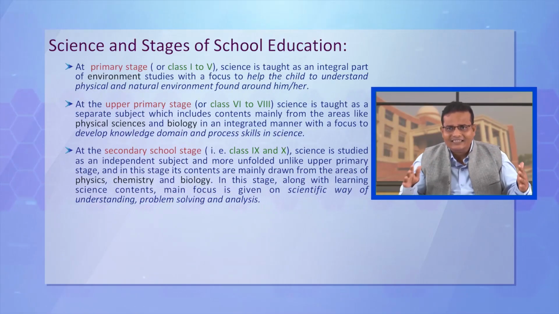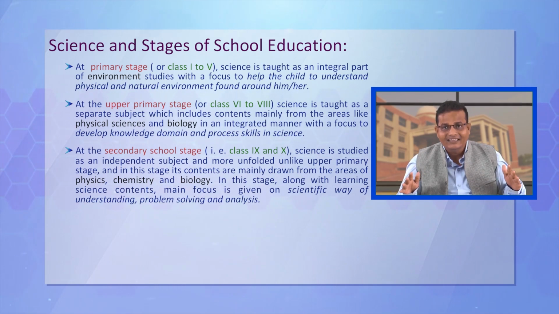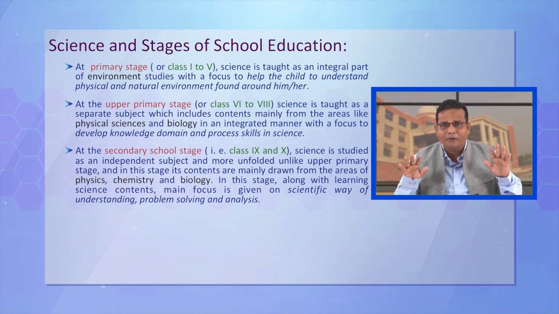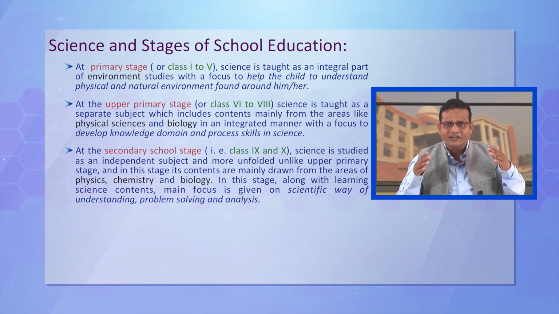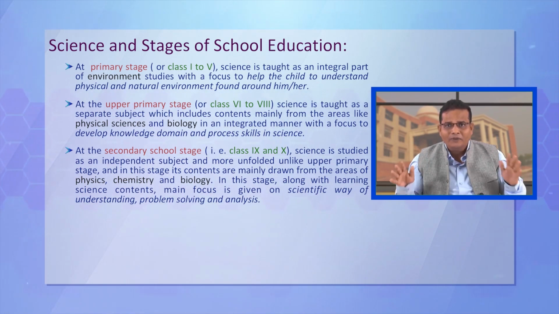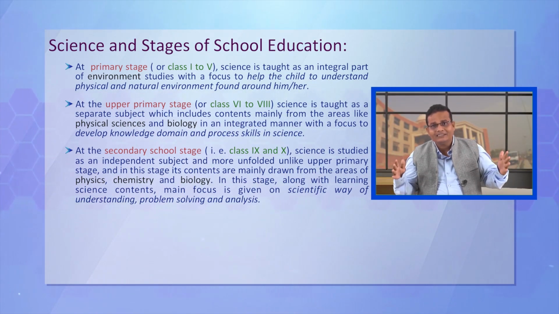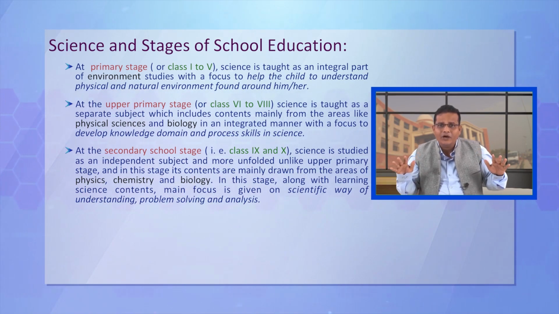Process skills here refer to the way of doing science or the way of conducting activities and experiments in science. As science is regarded as a method, learning of doing science or learning the process and steps of science becomes an important aspect of science learning. At the secondary school stage, that is in class 9 and 10, science is studied as an independent subject and more unfolded unlike the upper primary stage, and in this stage its contents are mainly drawn from the areas of physics, chemistry and biology.